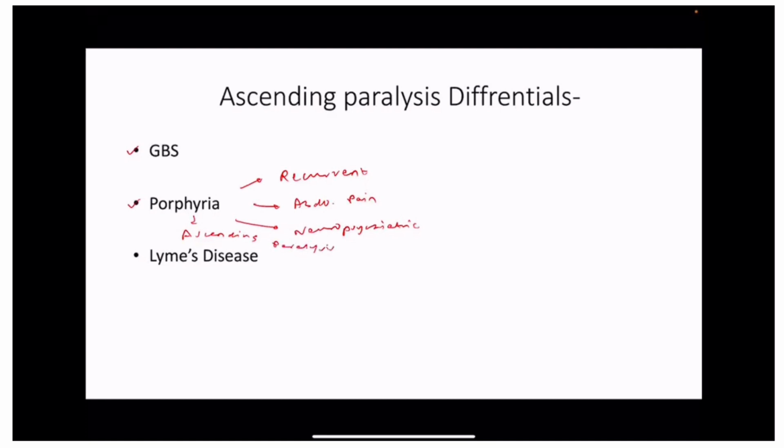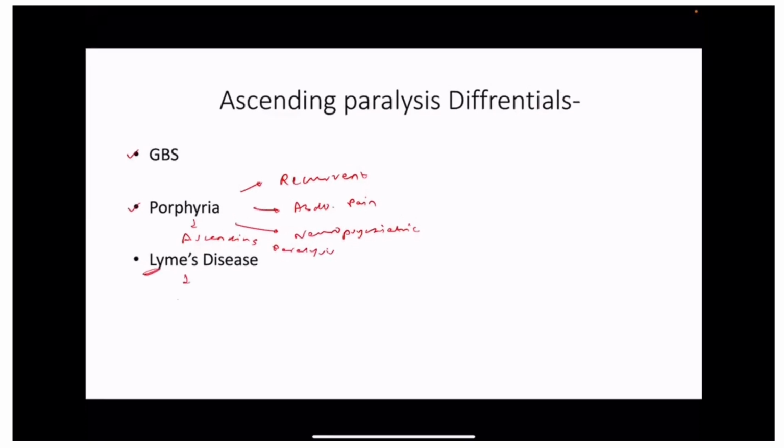Another differential is Lyme's disease caused by Borrelia. Remember, Lyme's disease is important because this infection also causes bilateral LMN type of facial palsy.